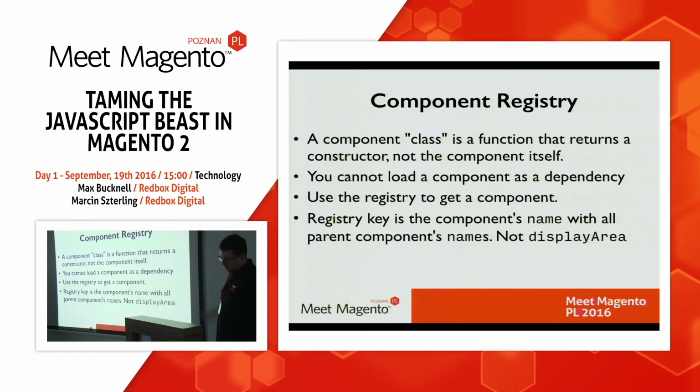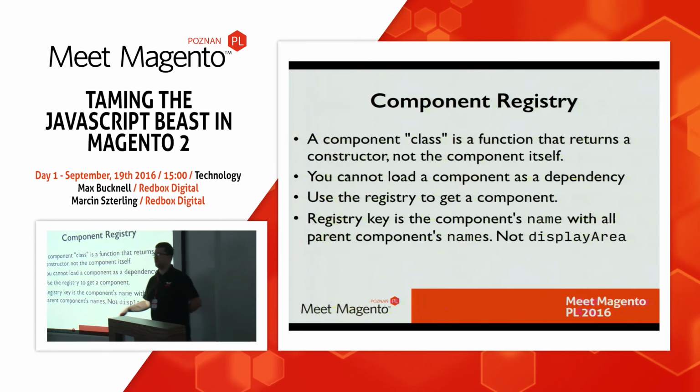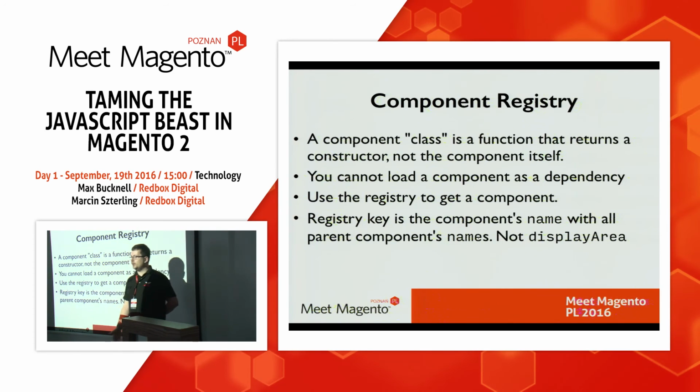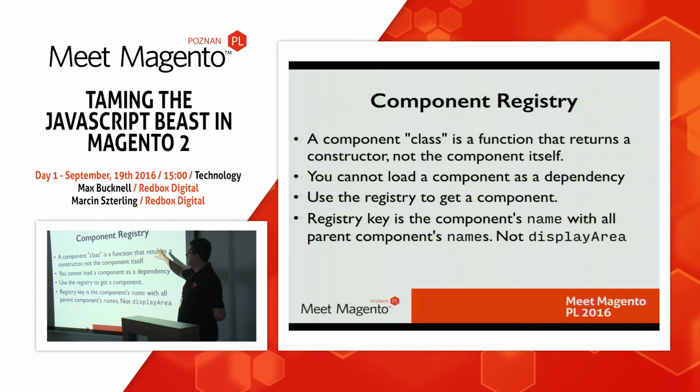Okay, so we talked about how you can access your children from the layout XML. But there might be a situation where you actually need to talk to another component and you have absolutely no idea where it is. You just know it's there somewhere in the wild, and you want to call it. So Magento has a really cool feature. It's called component registry, and they've created a method you call, and it returns the component you're looking for.